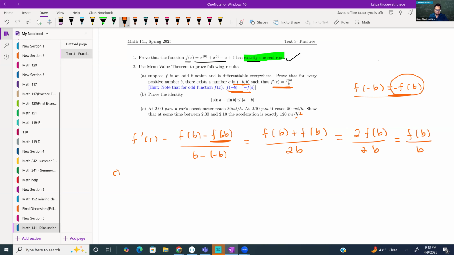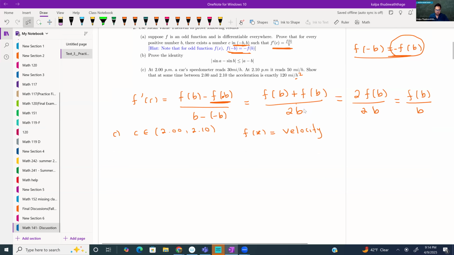Okay, so you can write the mean value theorem. Let's say c is a time between 2 p.m. and 2:10. This is my time. I can take my function f of x as the velocity function because they're talking about velocities. The mean value theorem says the derivative of f at c can be written as f of 2:10, that's the velocity at 2:10 p.m., minus f of 2, the velocity at 2 p.m., divided by the gap between 2:10 and 2, which is 10 minutes.